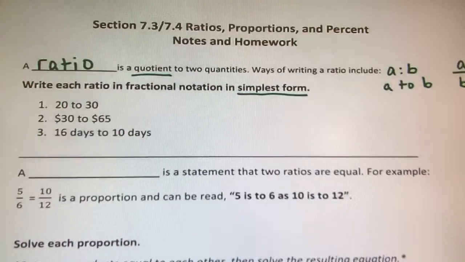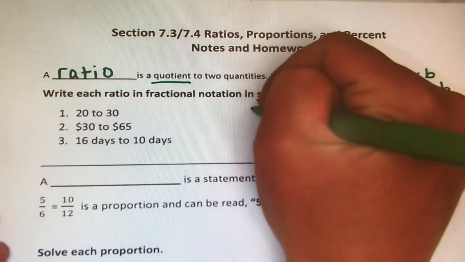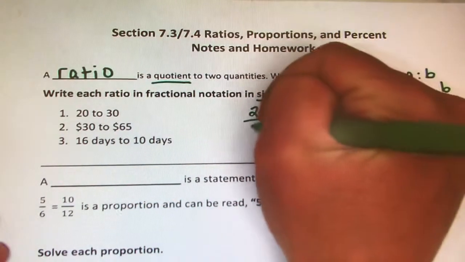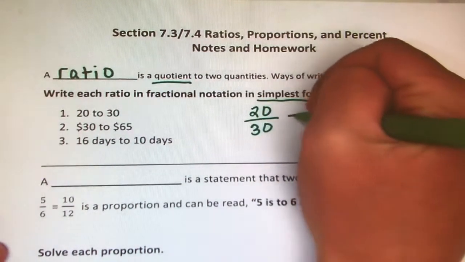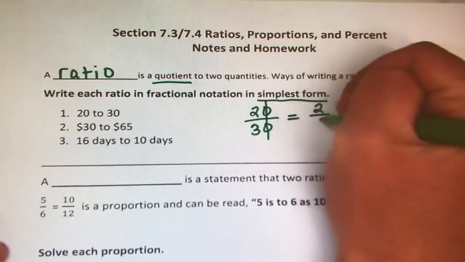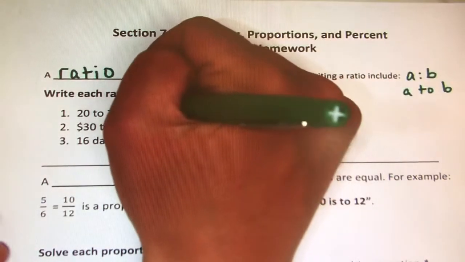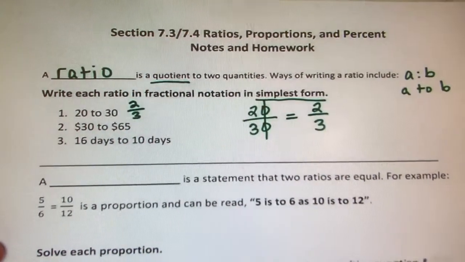So number one, a ratio of 20 to 30. I'm going to come over here in this empty space. I'm going to write it as 20 over 30. And that's not in simplest form because we know they both can be divided by 10, or you can just cross out these zeros. That simplifies to 2/3. So number one, simplified, is a ratio of 2 to 3.